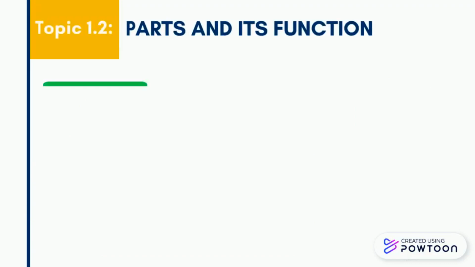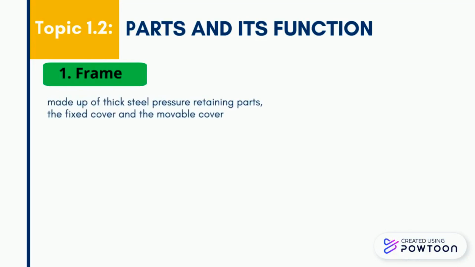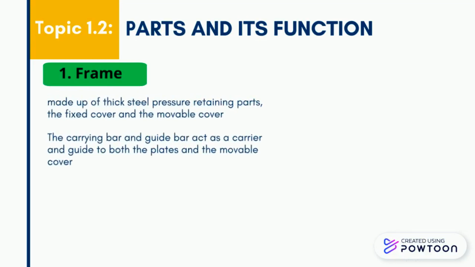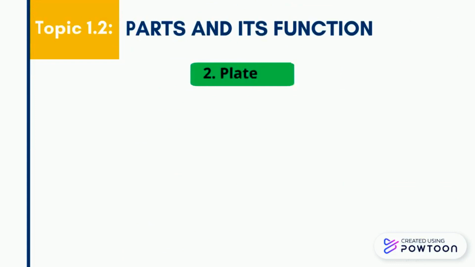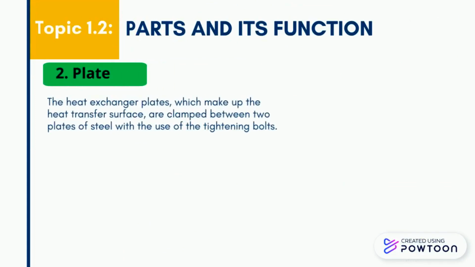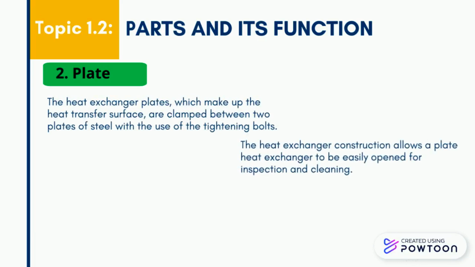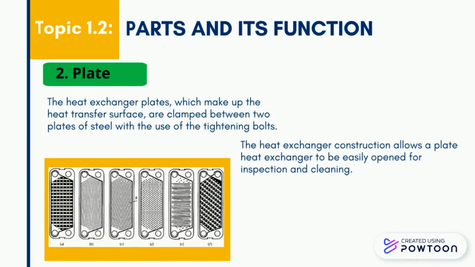Topic 1.2. Parts and its function. 1. Frame. Frame is made out of thick steel pressure-retaining parts, the fixed cover and the movable cover. The carrying bar and guide bar act as a carrier and guide to both the plates and the movable cover. Second, plate. The heat exchanger plates which make up the heat transfer surface are clamped between two plates of steel with the use of the tightening bolts. The heat exchanger construction allows a plate heat exchanger to be easily opened for inspection and cleaning.